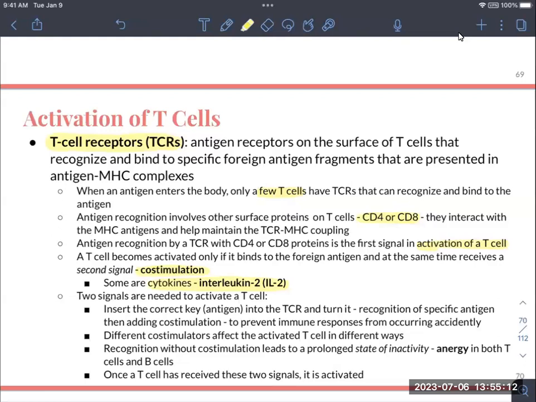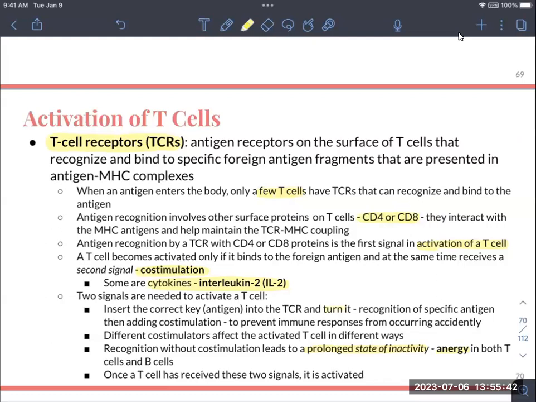So these different co-stimulators affect these different T cells. Recognition without co-stimulation leads to a prolonged state of inactivity, or anergy, of both T cells and B cells. So once a T cell receives these different signals, it is activated.